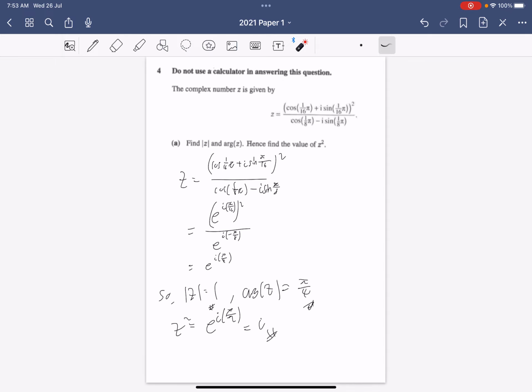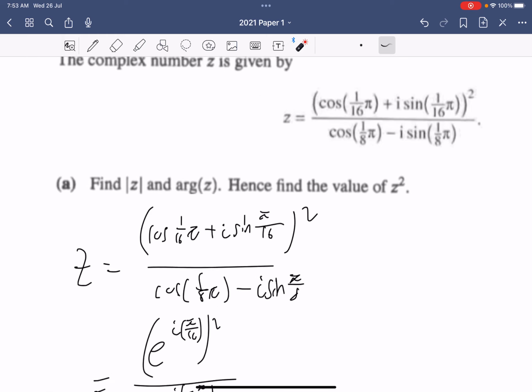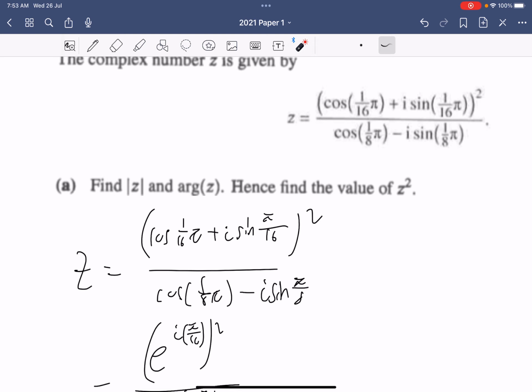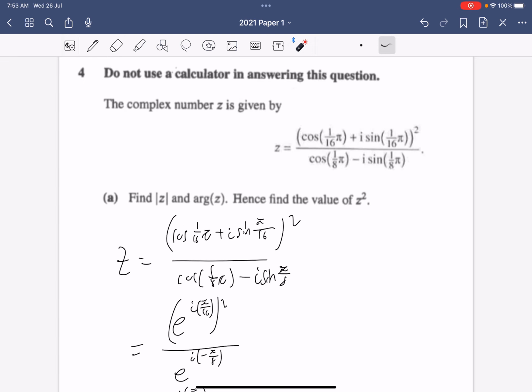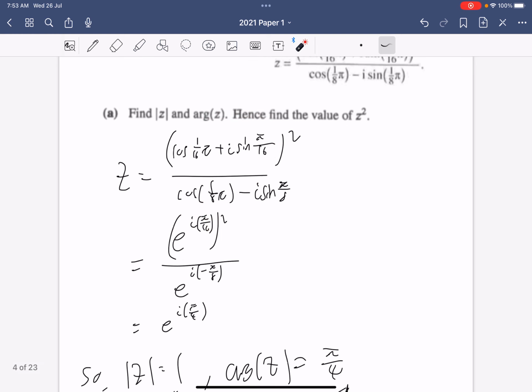For question 3, we're given this complex number that looks really difficult, but actually the best way to do complex numbers is always to do it in exponential form, as it really simplifies the question and you can treat them like vectors. So what is the mod z? Well, we know z is this weird complicated looking thing. The first part can be written nicely as e to the power i pi over 16, and the second part is e to the power i minus pi over 8.